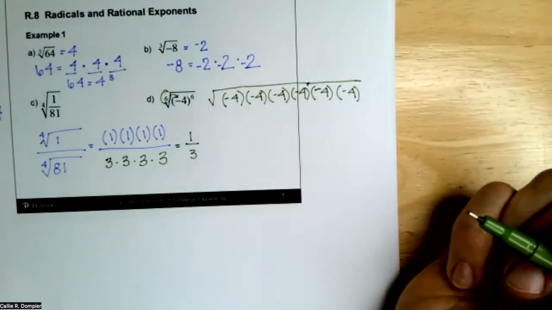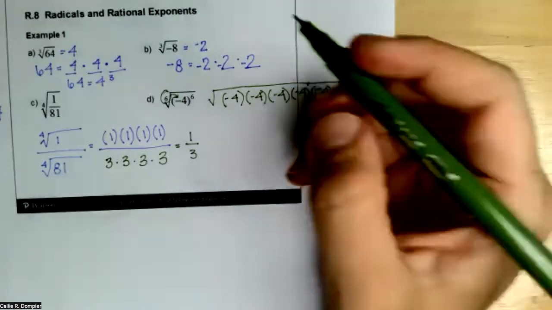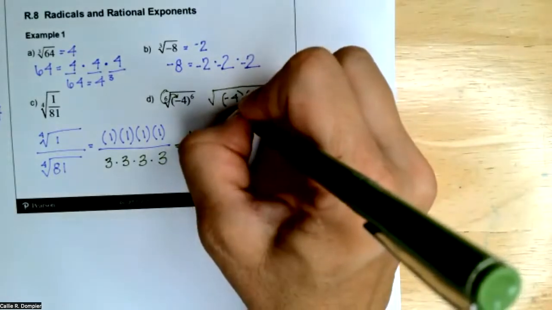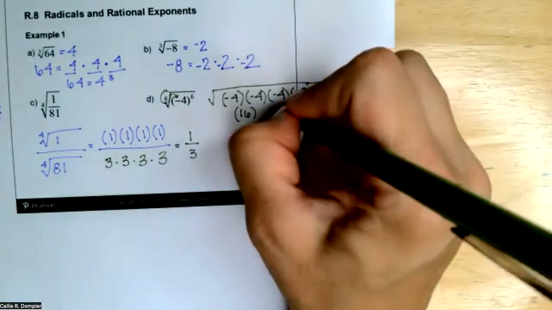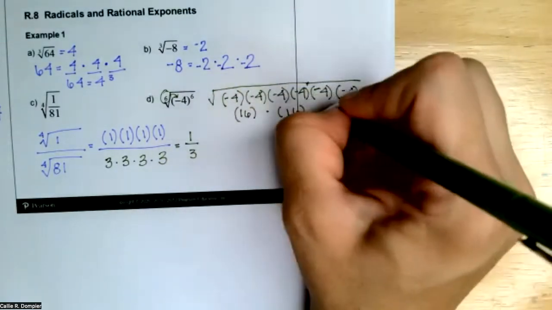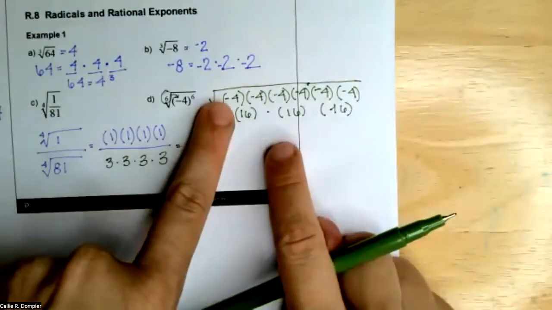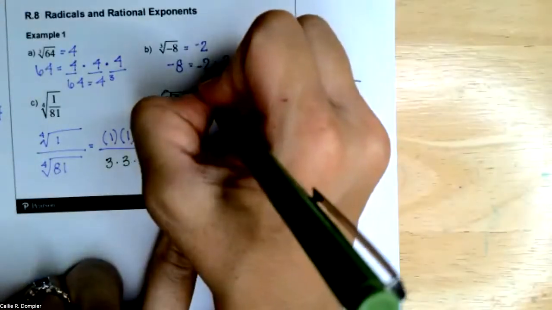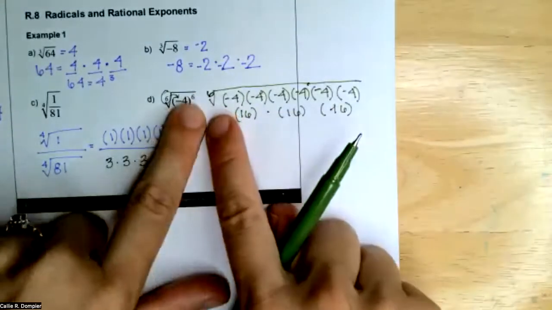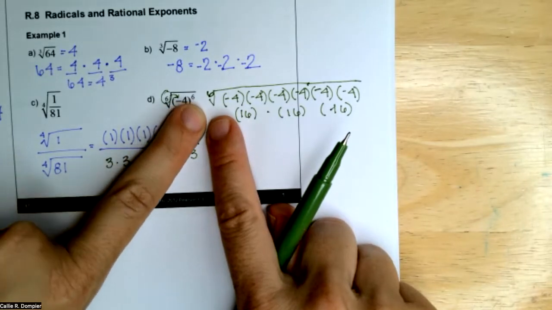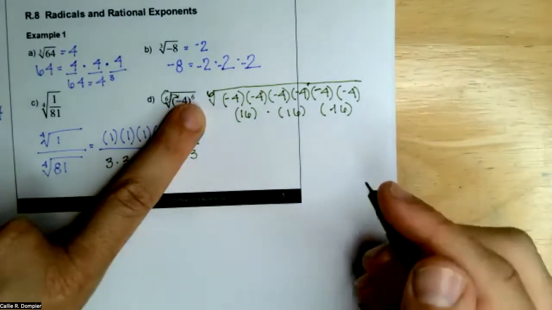So those all become positives when you multiply them in pairs, right? -4 times -4 is going to be a positive 16. This one's going to be a positive 16 that we multiply together. And this one's going to be a positive 16. So if you have a negative number under an even root, the answer is going to become positive.